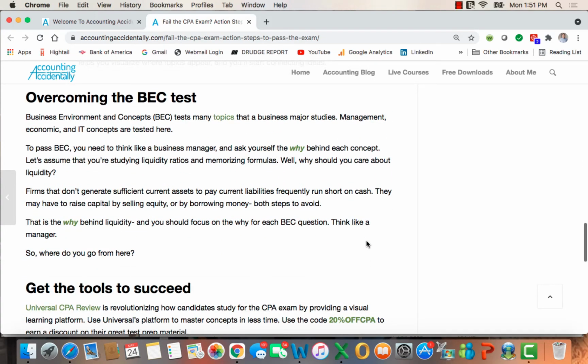Finally, BEC, or Business Environment Concepts. These are topics that business majors study, so management, economics, and IT concepts. IT is becoming a bigger and bigger portion of the BEC exam. So to pass this section, you need to think like a business manager and think about the why behind each of the concepts. So for example, if you're studying liquidity ratios like the quick ratio and you're memorizing formulas, you need to also ask yourself, well, why should I care?